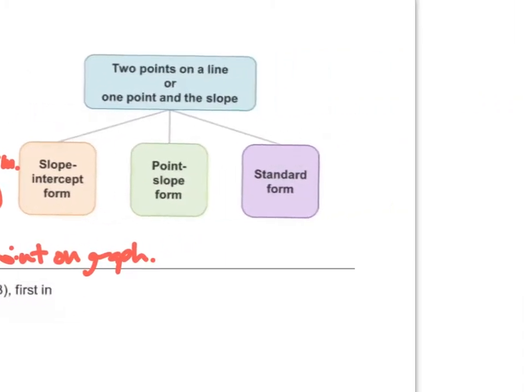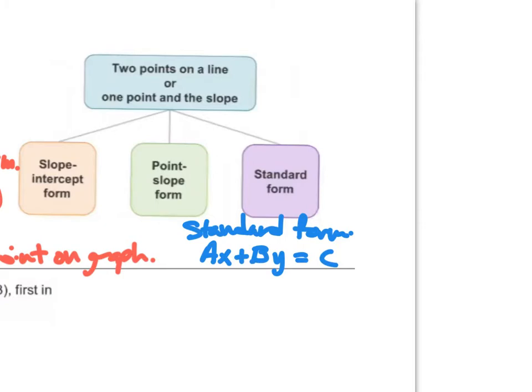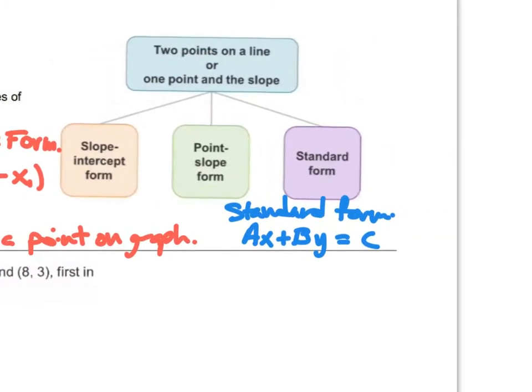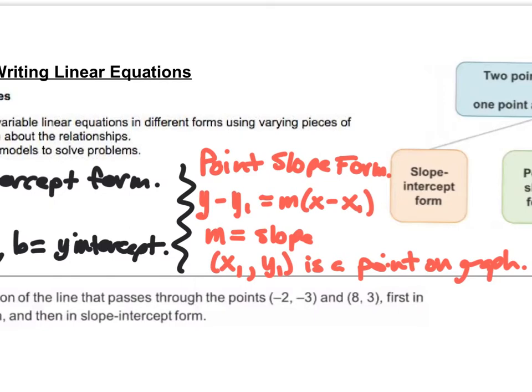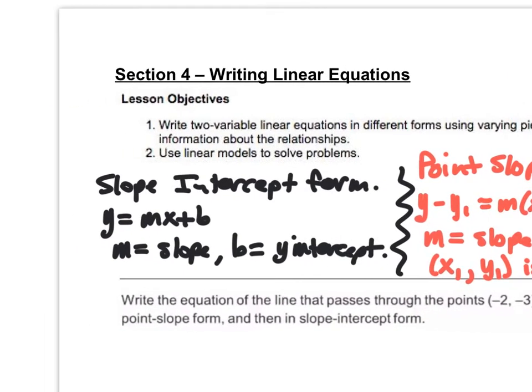The next one is standard form, and we'll quickly go over that. Standard form is where you've got ax plus by is equal to c. Notice that in standard form, x and y are on the same side of the equal sign. Typically in point-slope form, y and x are on opposite sides, and the same thing with slope-intercept form, which is solved for y. So this is what you typically will see, but you'll see other things as well.